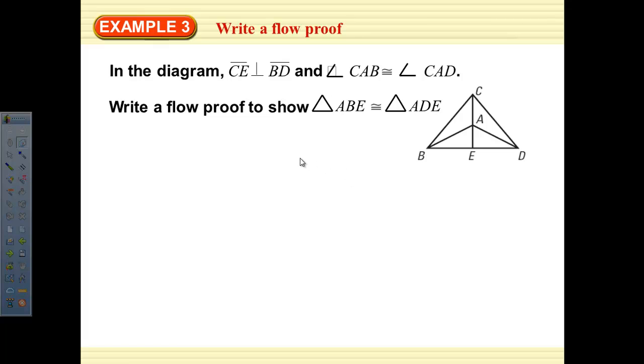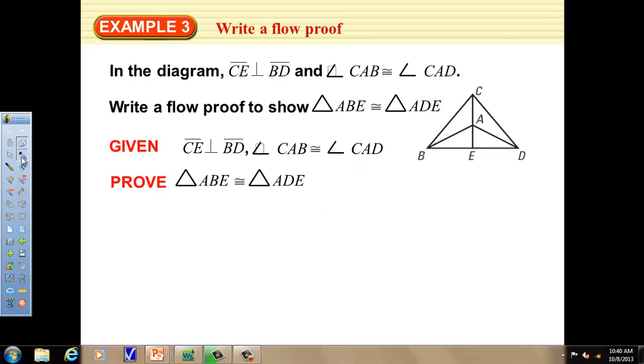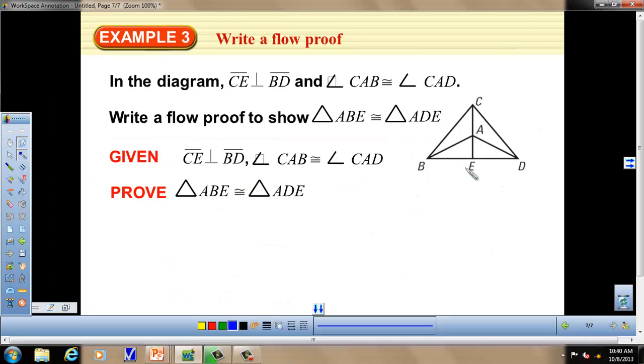Okay, for this next example, we're given a couple of different things. We're told that CE and BD are perpendicular, and angle CAB and angle CAD are congruent. We want to prove the two triangles are congruent. So again, you look at the picture and you mark off what you need to mark.